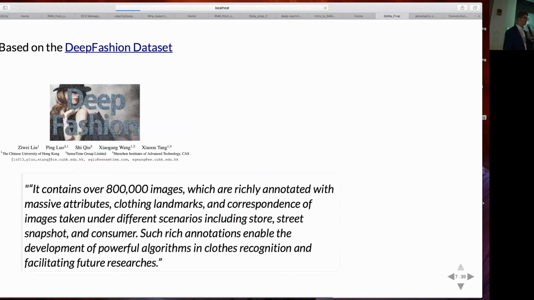It's based on a data set called DeepFashion. A bunch of researchers at the Chinese University of Hong Kong, as well as some research institutes in Asia, got a bunch of pictures of people wearing different items of clothing. And they got different characteristics, like where the people's body parts are located in the images and so on. So it's this massive data set.